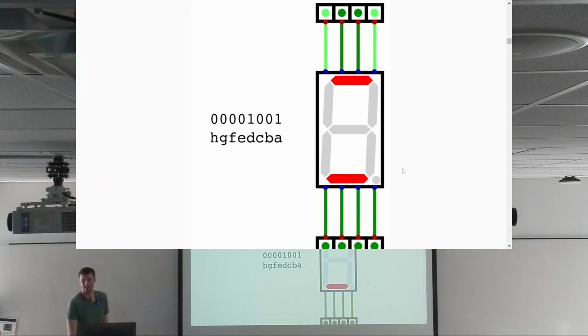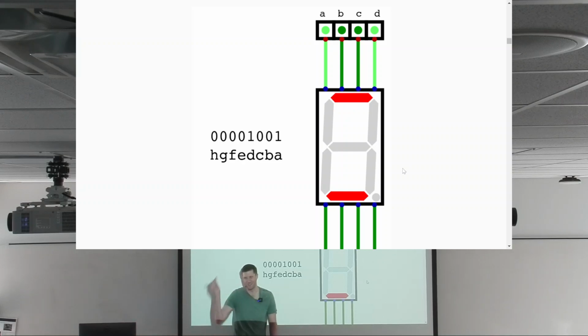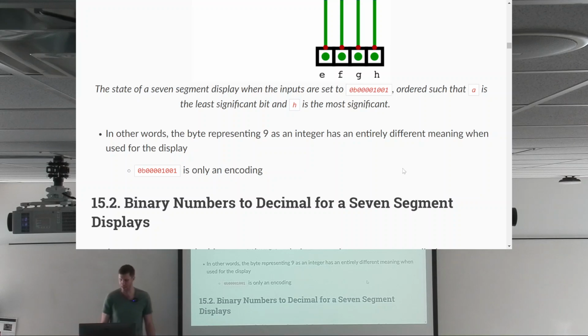I mean, if you're psycho, you could learn that that's clearly a 9. But of course, that's not what we're going to do here, because then what's the point of going from binary to something else if we just have some weird, freaky new binary encoding that follows a funny pattern? All right. So in other words, the byte representing 9 as an integer has an entirely different meaning when used to display.